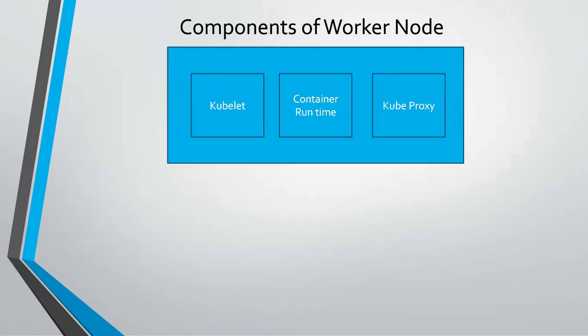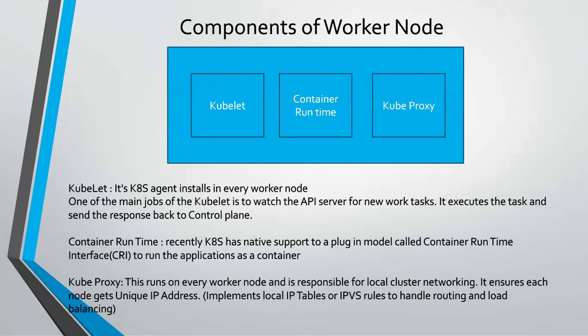So what are the components of a worker node? We have kubelet, container runtime and kube-proxy, where your application will be running. Kubelet is an agent, we call it the K8s agent, installed in every worker node. That means wherever a worker node is there, this kubelet will be there. One of the main jobs of kubelet is to watch the API server; whatever new task is assigned, it executes the task and sends the response back to the controller.